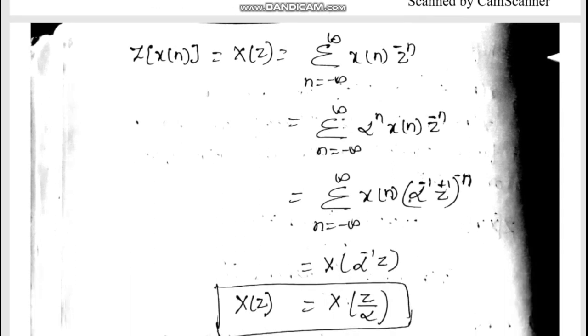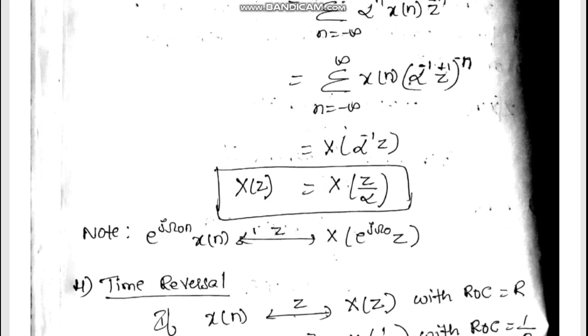Let us prove that. As usual, we take the formula x of z equals summation x of n into z to the power of minus n, and substitute your x of n. What is x of n? Alpha to the power of n into x of n, into z to the power of minus n. Now you go for simplification. Simplify x of n into alpha to the power of minus n into z, and you are going to get x of z by alpha.